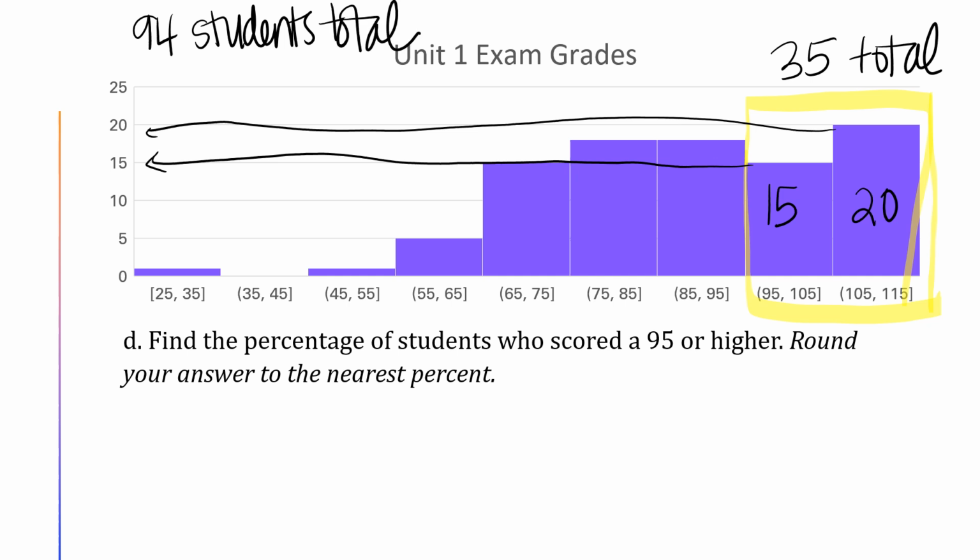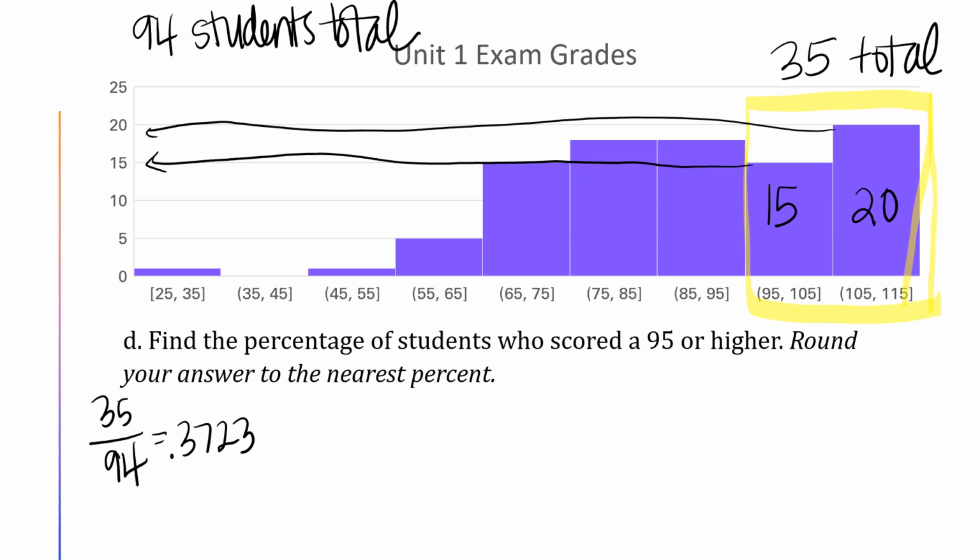All right, so 35 over 94. 35 divided by 94 is 0.37. I was just going ahead and converting it to a percentage in my head. Sorry. 0.3723. Right, convert that to percent form.